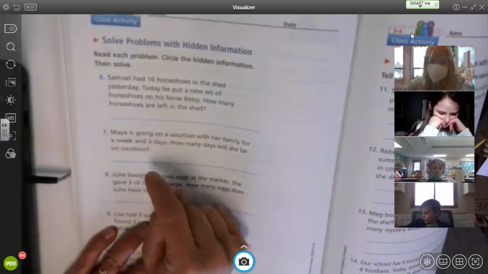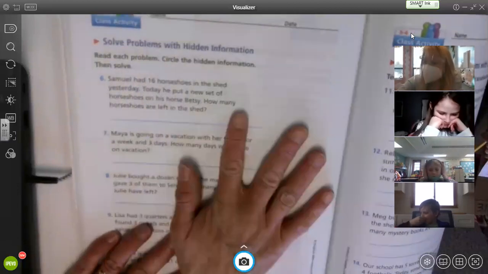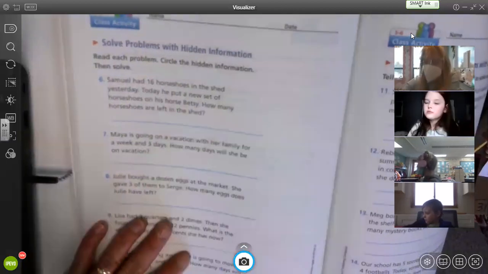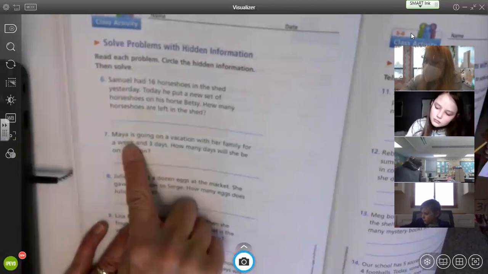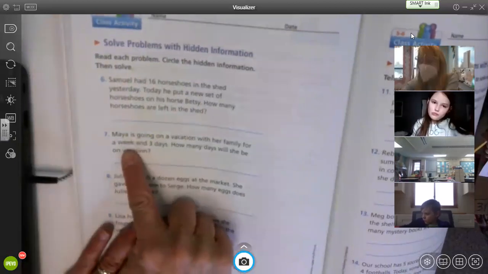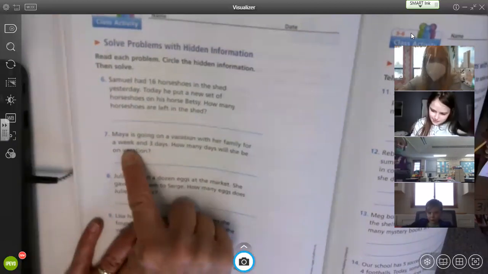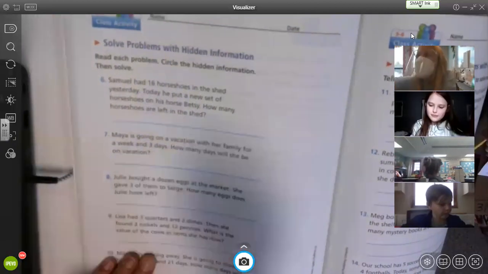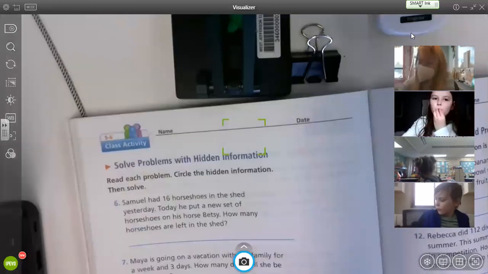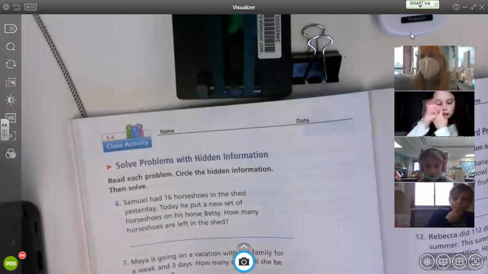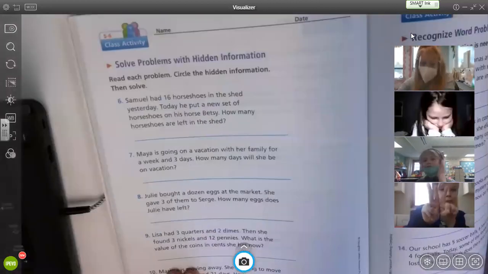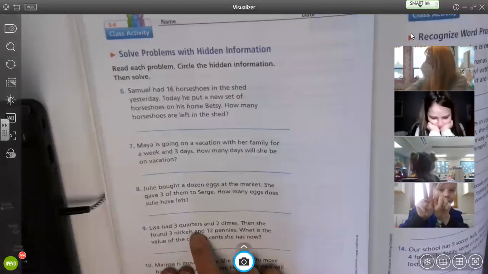So we needed to know yesterday what a set was. A set of horseshoes was how many? We also needed to know what a week was. That was a hidden word. What's a week, Abby? How many days? 7 days. We needed to know what a dozen means. What does a dozen mean? 12. We also needed to know what a quarter meant. What does a quarter mean, Cooper?